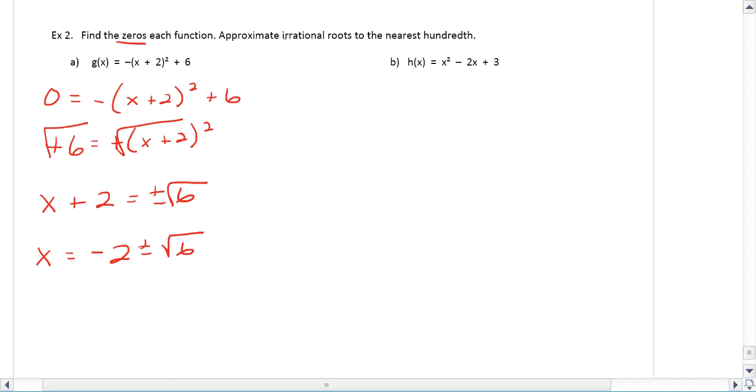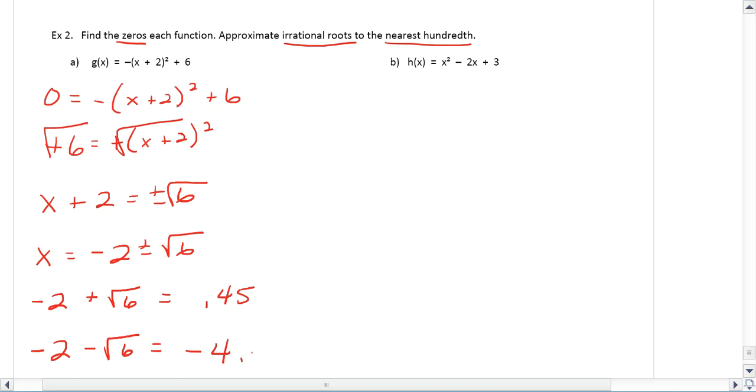This time, it's asking us to take our irrational roots and do them to the nearest hundredth. So this becomes calculator work. When I punch into my calculator -2 plus square root 6 to the nearest hundredth, I get 0.45. When I type in -2 minus square root 6, I get -4.45. So these are the two zeros rounded to the nearest hundredth place.